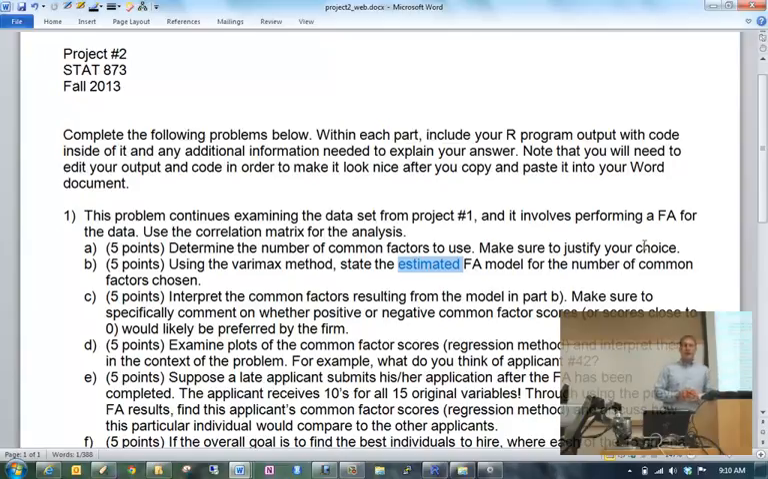I recommend that you take a look at problem number 1 before the exam. You do not need to complete it before the exam, but I think it would be helpful for you to take a look at it because it shows you, with respect to factor analysis, what I think is important for you to understand. Okay. So problem 1's on factor analysis. Problem number 2's on cluster analysis, our next topic.